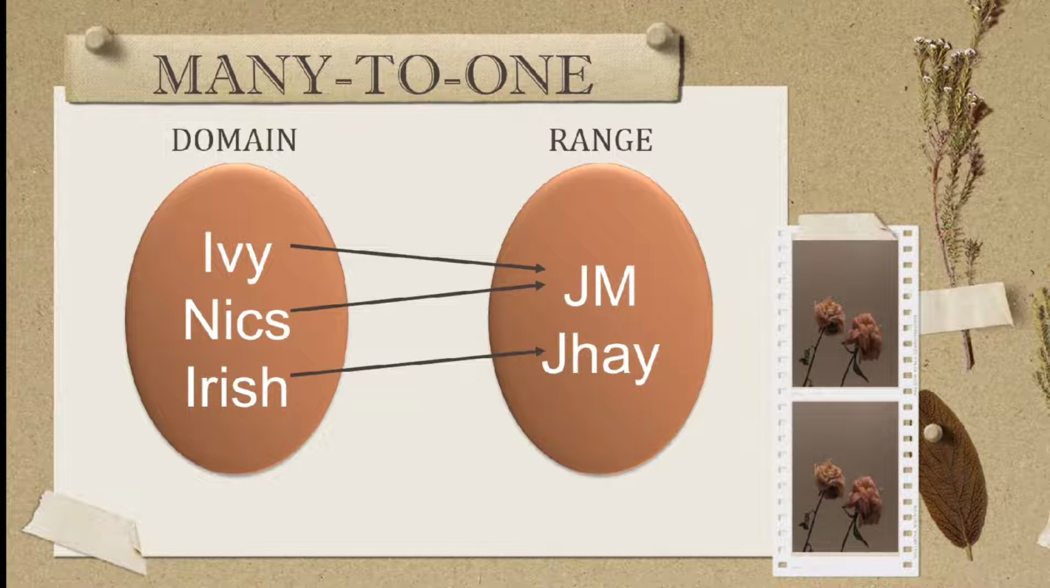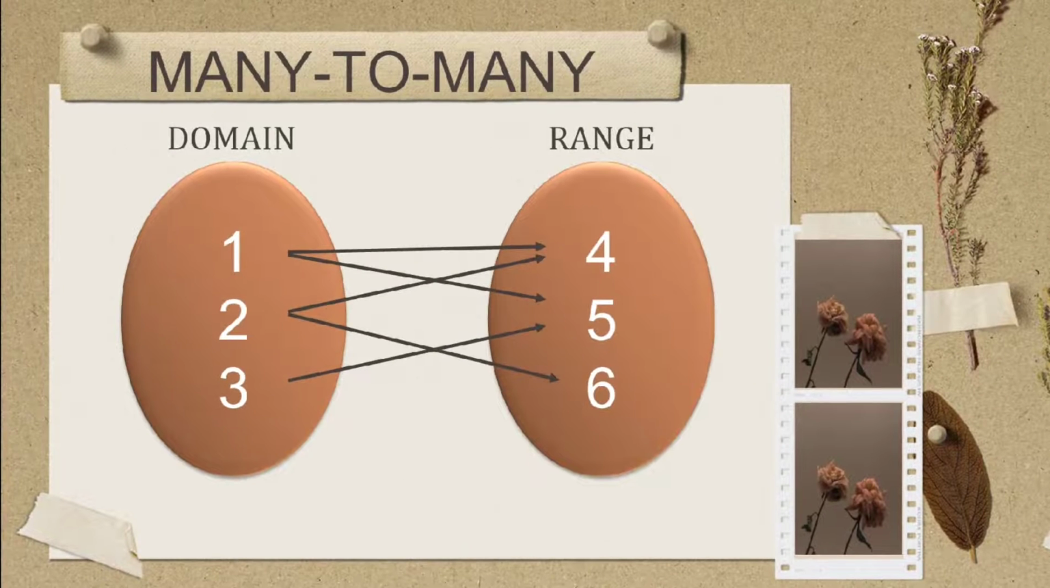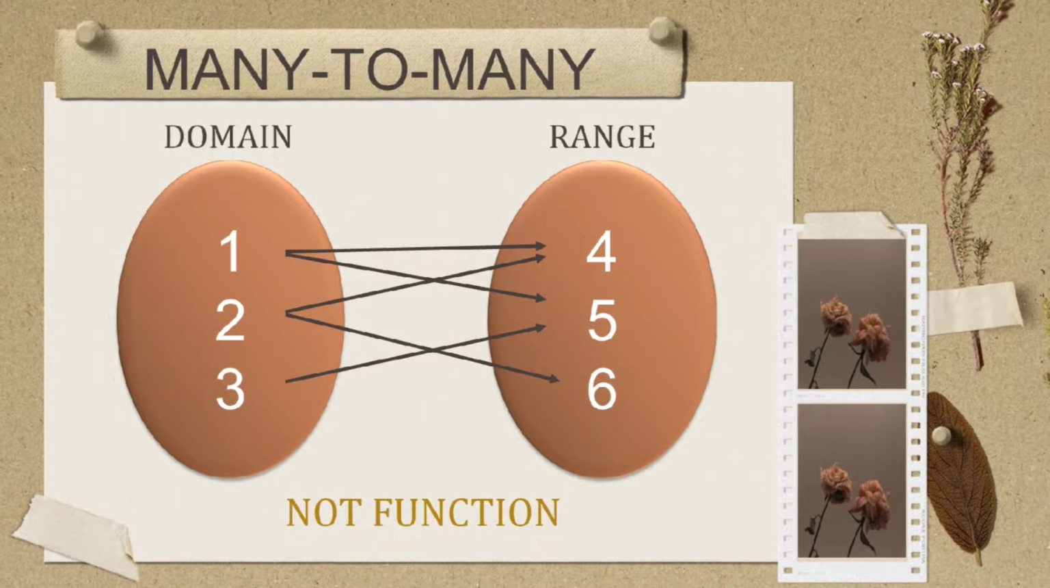Next is the many-to-one relation. Is this a function or not? If your answer is a function, then you're correct. This is a function since the elements in the domain have no repetition. And last one is the many-to-many relation. Is this a function or not? If your answer is not a function, you're right. This last type of relation is not a function because the elements in the domain have repetition.